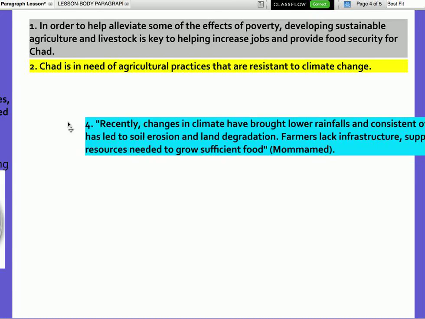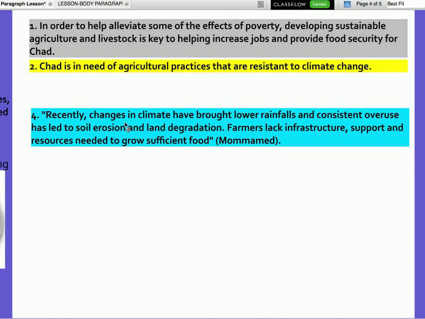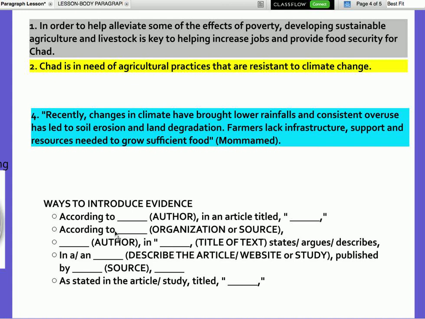So first I'm going to show you my evidence, and then I'm going to introduce it. So my evidence is, recently changes in climate have brought lower rainfalls, and consistent overuse has led to soil erosion and land degradation. Farmers lack infrastructure, support, and resources needed to grow sufficient food. So in order to introduce this evidence, I'm going to pull this out really quick so you can see it. I'm going to look at this. I'm going to decide which one of these examples I want to use. I'm going to use the first one for today.